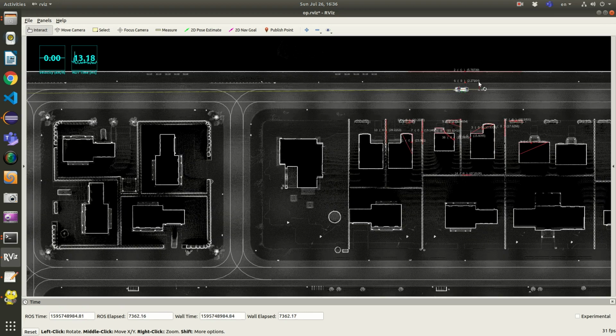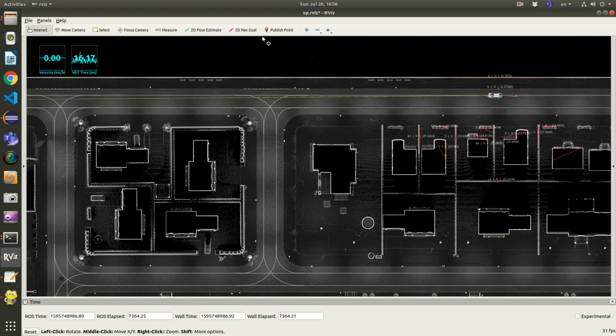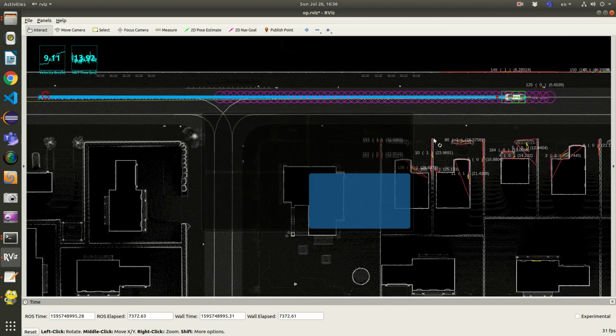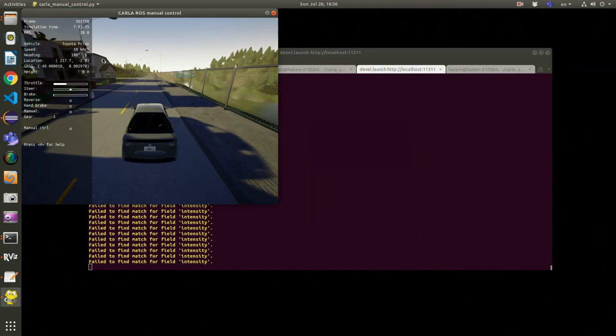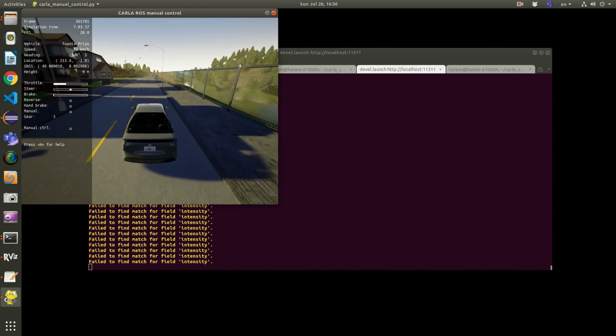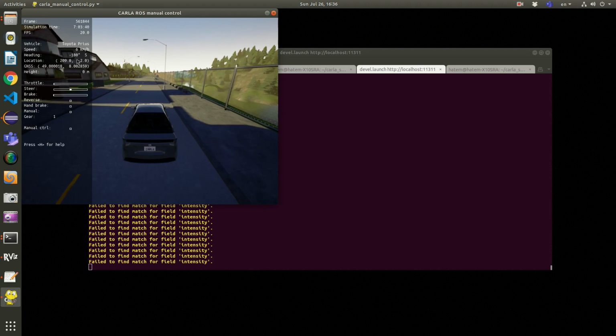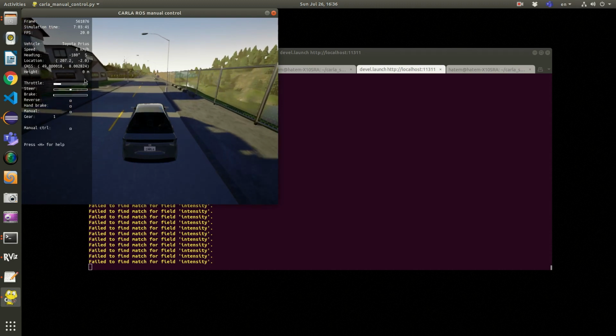Okay, now we have the initial point. We set the goal point. Once we set the goal point, the vehicle will start moving. I try to achieve... we can see here, actually, this is the current speed. It reached 3 meters per second and braked to 0, and then accelerated again.